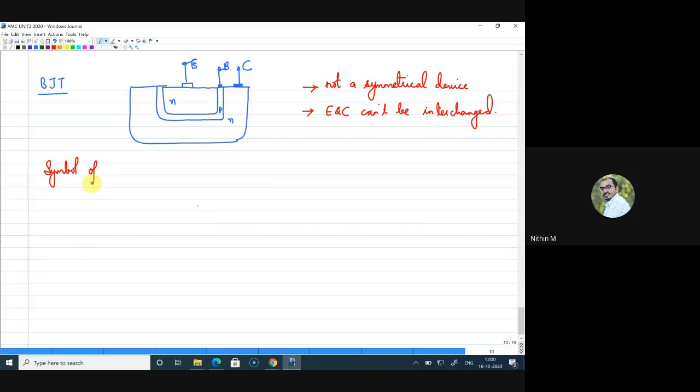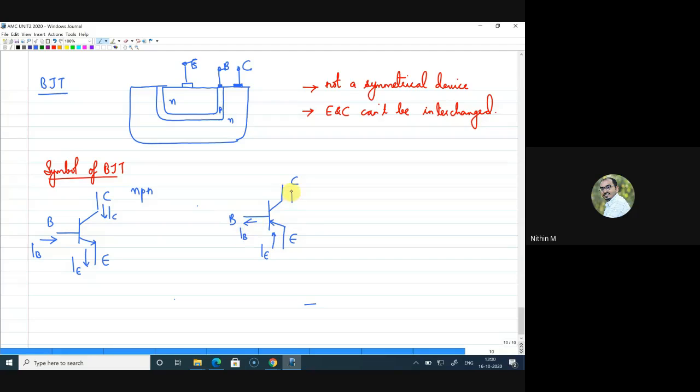And now let me just draw the symbol of the BJT. I can take questions after some time. So this is the symbol, where this is base, collector, and emitter. And we should know the current direction. Emitter current is in this direction, this is base current, and this is collector current. This is for the NPN transistor, and similar for a PNP transistor. This is collector, base, and emitter, where this is emitter current, this is base current, and this is collector current.